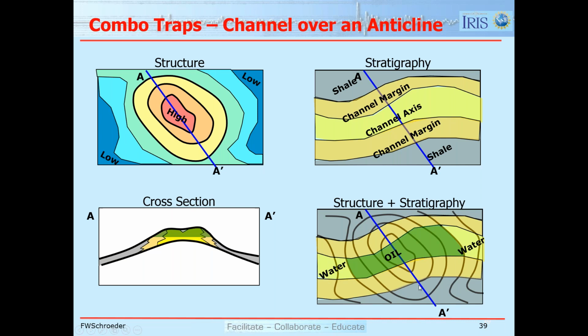the stratigraphy, the channel axis defines where my reservoir is, and then the structure controls how much of that reservoir quality sand is filled. So in the cross section, the yellow would be the reservoir quality, the tan would be the lower quality to non-reservoir quality sands, and the grays would be the shales.